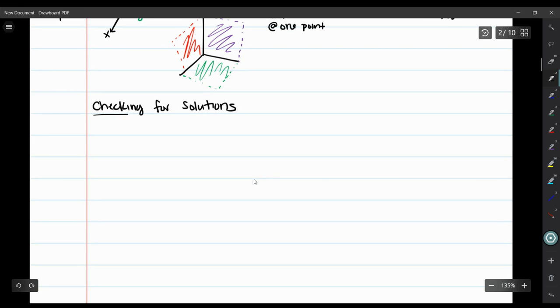So the way you check for solutions is you're basically substituting an ordered triple into your equations. So that's your first step. Substitute, I'm going to put "sub," given point into all equations. And notice how I'm abbreviating. I'm not writing every word out.